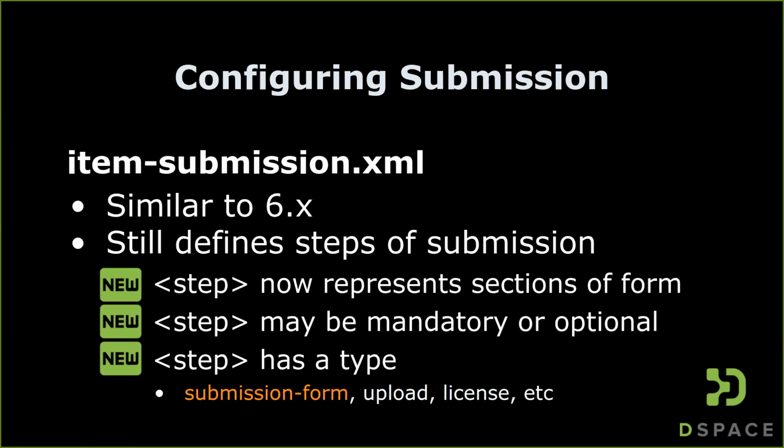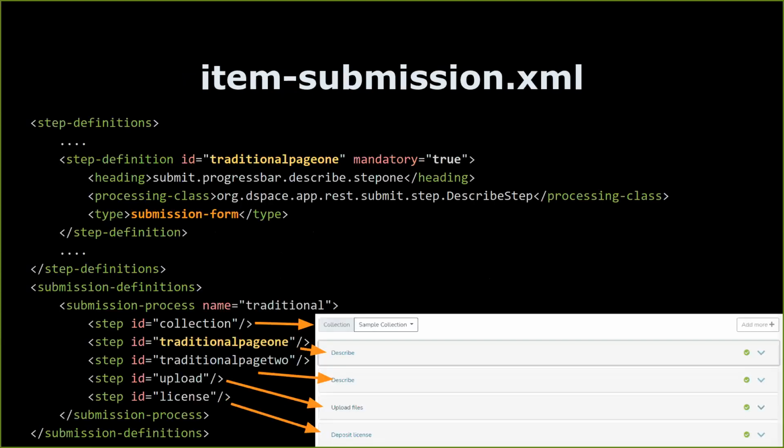But there are a couple special types. There's a step that allows for upload for that drag and drop. There's also a step that allows for licensing. So like the license that you need to sign off on when you're depositing, your deposit license, those sort of steps. So let's move forward from here.